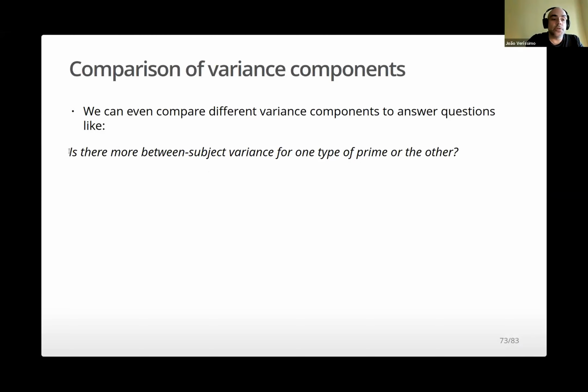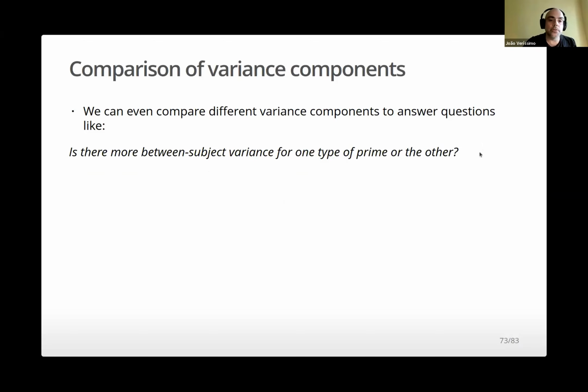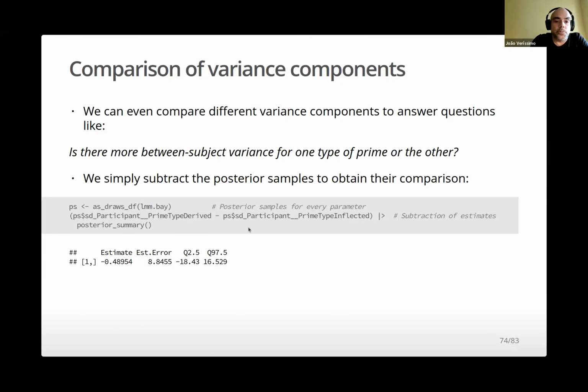And this allows me to answer questions such as this: is there more between subject variance for one type of priming or the other? So I can actually quantify the amount of between subject variance and compare conditions in terms of how variable they are. So in terms of the amount of their individual differences, in this case, subjects, but one could also do that over items like Ian and George said. And so we can simply subtract the posterior samples that one parameter had with the other one. I'm just subtracting the two random slopes, subtracting the 4,000 samples for one and the other random slope. And I arrive at a comparison of variances between the two conditions. In this case, it's basically zero. Of course, we saw that the two conditions were essentially the same. But in other data sets, this will tell you that certain effects are more variable than others.